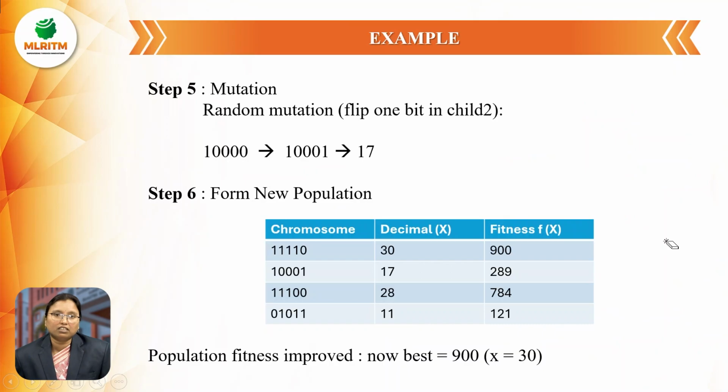The third operation is mutation. Mutation means a random mutation, so one bit we have to change. Which bit are we changing? We already have the new child 16, that is 10000. In place of one bit, I change the last bit, so it becomes 10001. That value is 17. So up to now we have completed the mutation.